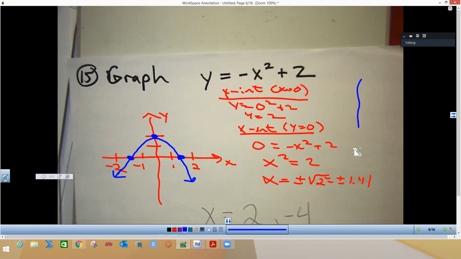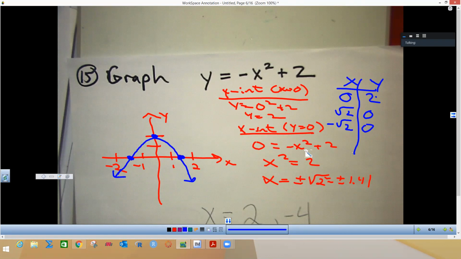So you can do an x and a y. Now I plugged 0 in for x and got 2 out, so I already know that's a point from right here. And then when I plugged in 0 for y, I got 2 answers out. I got a radical 2 and a negative radical 2, so there's 3 points.